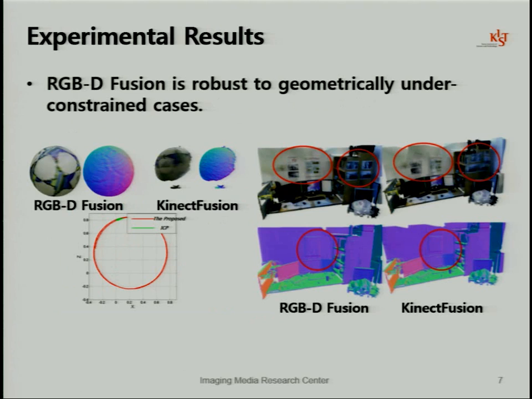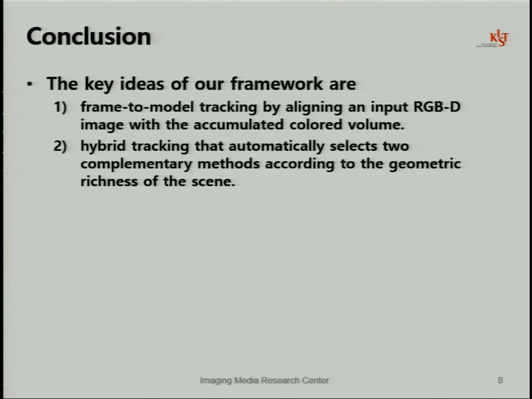As shown in this experimental result, RGB Fusion works well in the geometrically under-constrained case, whereas ICP-based Kinect Fusion fails, resulting in poor reconstructions. The key ideas of our framework are frame-to-model tracking by aligning an input RGBD image with the accumulated color volume, and hybrid tracking that automatically selects the complementary method according to the scene.